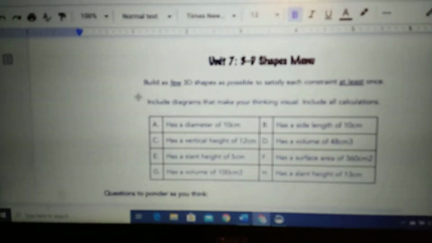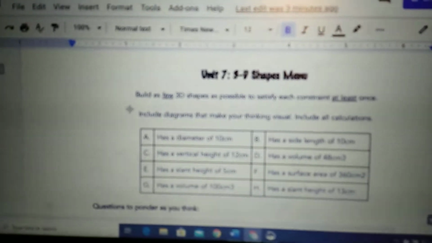Today I decided to use these 8 constraints, A through H, and basically do the least possible shapes to cover all these constraints. It was hard. So anyway, I'm going to go over the constraints.